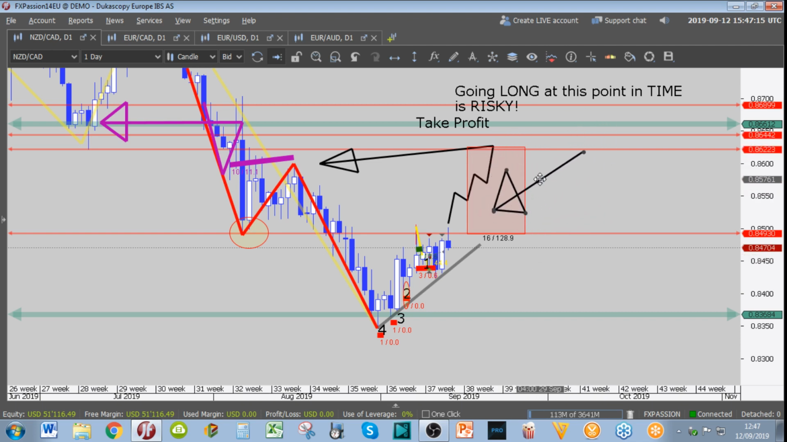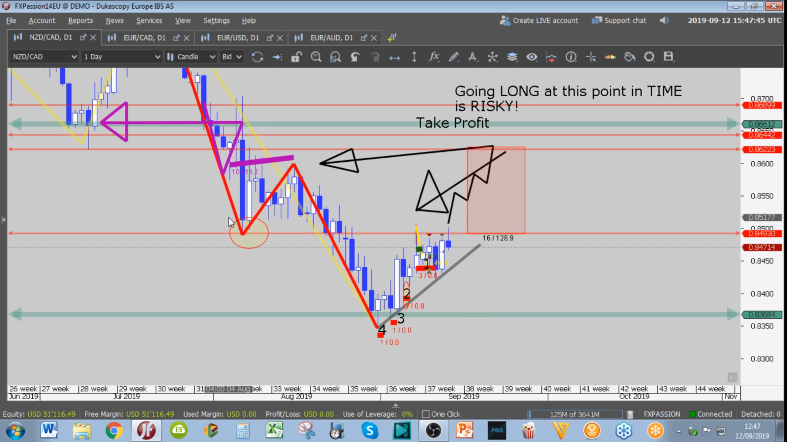Okay? What is high probability? Statistically speaking, and statistics are not guaranteed for the future, what is high probability is the market is going to react because of this past resistance and fall. Okay? Going long in here is the so-called risky area. Why is that? Because you are hitting the wall, hitting the wall, hitting the wall.